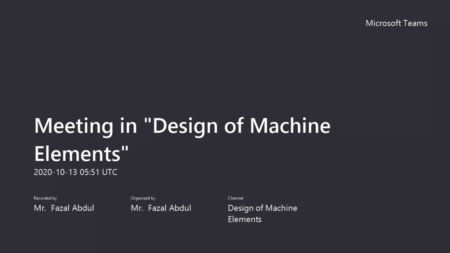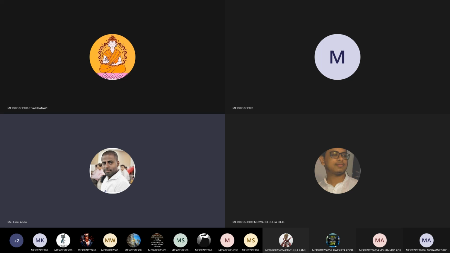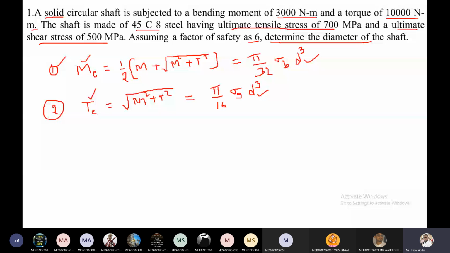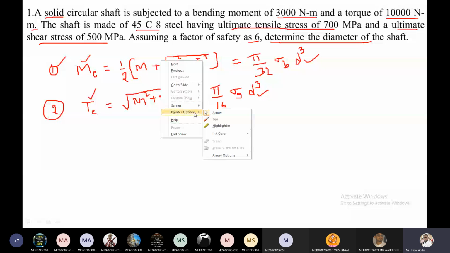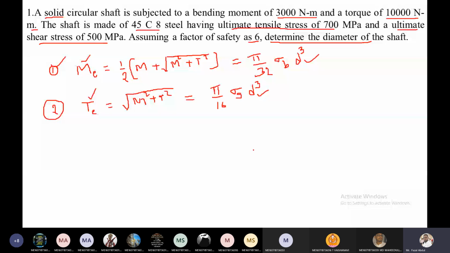Yesterday I gave a homework. Can anybody tell the answer? What is the d value according to the first theory, and according to the second theory? Is anybody ready to tell the answer? Otherwise, I will start this explanation.